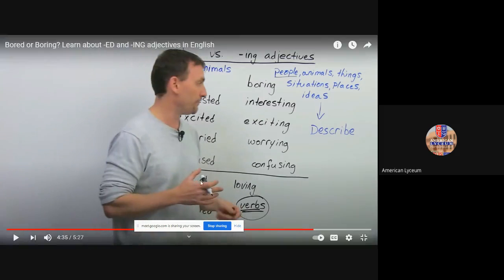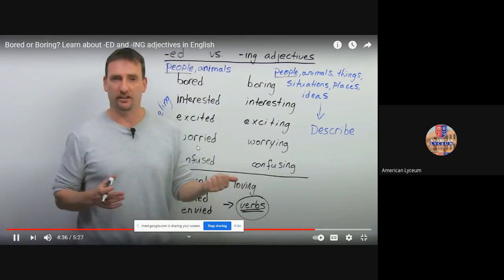Okay, so these were the words loved, envied, and these were the words that were feelings but used as verbs. But all the words like confused, excited, these were feelings used as adjectives. I hope this was clear enough.